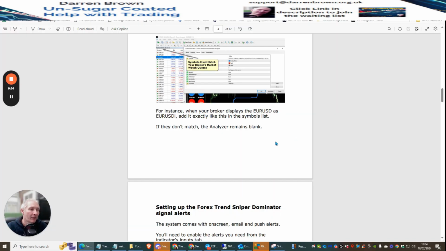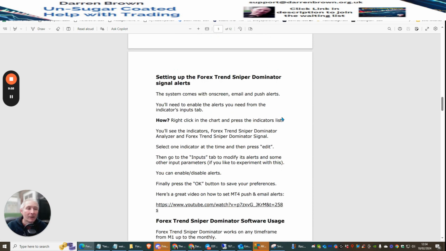But if I brought or created a demo account with that True Forex Funds, which are at the moment currently shut down because they're renewing their policies to comply with certain regulations that have been bestowed on them, then there would be a chance that I would have to make sure that I set that up correctly. For instance, when your broker displays Euro USD as Euro USD.I, add it exactly like it is in the symbol list. If you don't match, the analyzer remains blank, so it just will not be able to pick it up.